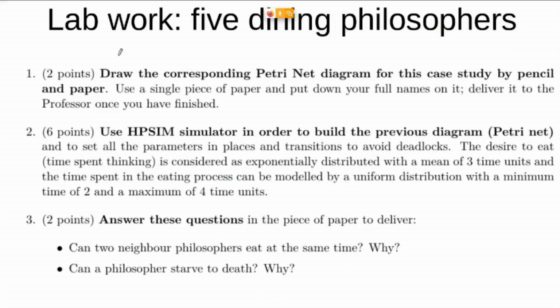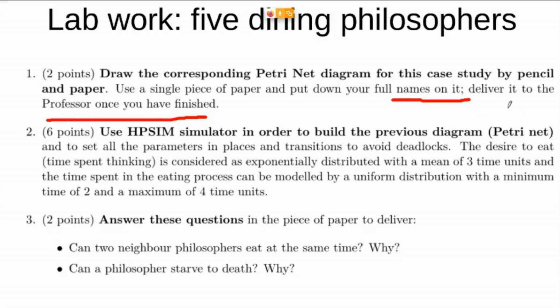So, what are you asked about? First of all, 2 points. Draw the corresponding Petri Net diagram for this case study by pencil and paper. Okay, you're expected to draw on a piece of paper this corresponding Petri Net diagram. Okay? Afterwards, use a single piece of paper and put down your full names on it. Okay? The names of the team. Deliver it to the professor once you have finished.